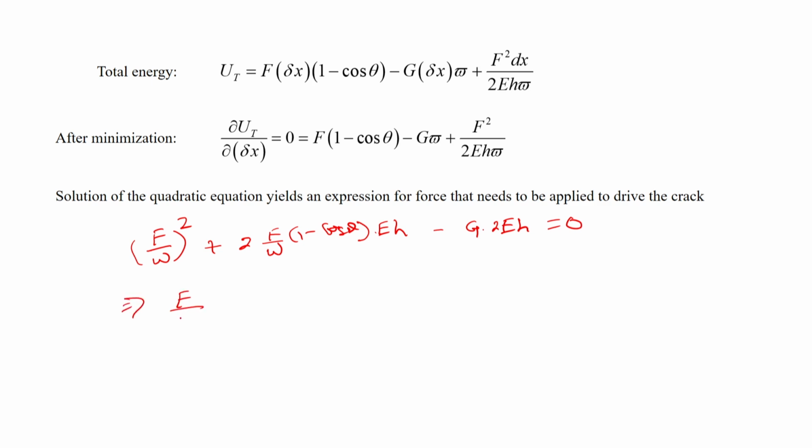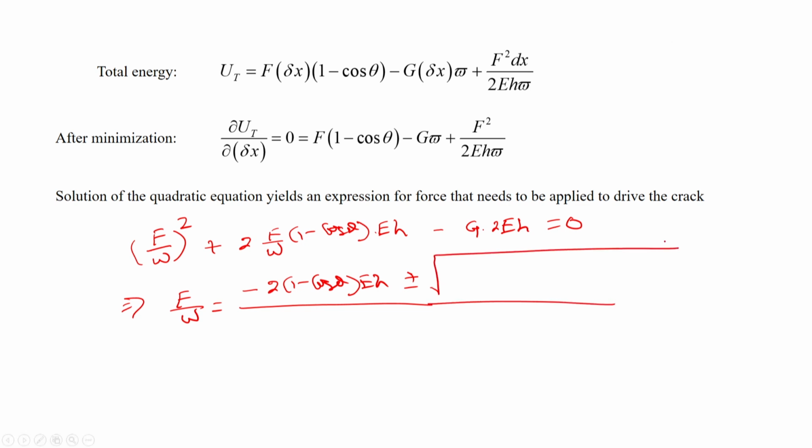I would like to find out what F by W will be. That will be equal to minus 2 into 1 minus cos theta into E into H, plus minus the square root of B square minus 4AC. It is the usual thing. B square is 4 into 1 minus cos theta whole square E by E into H, minus 4 into G into 2 E into H, divided by 2 here. So, B square minus 4AC, and minus minus gives plus here.